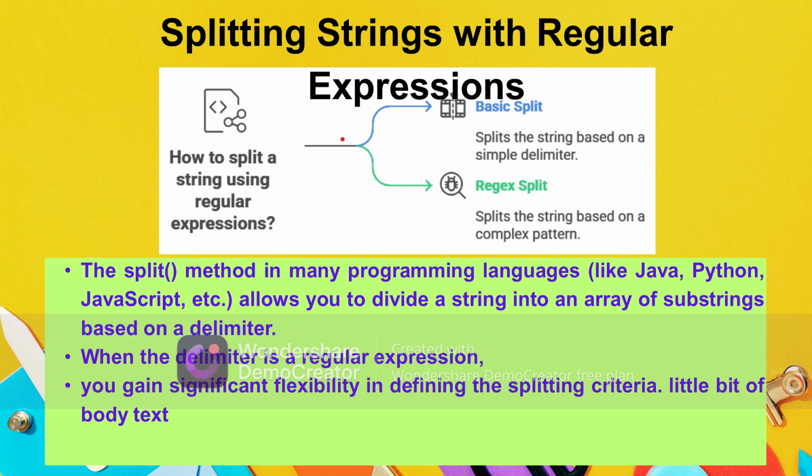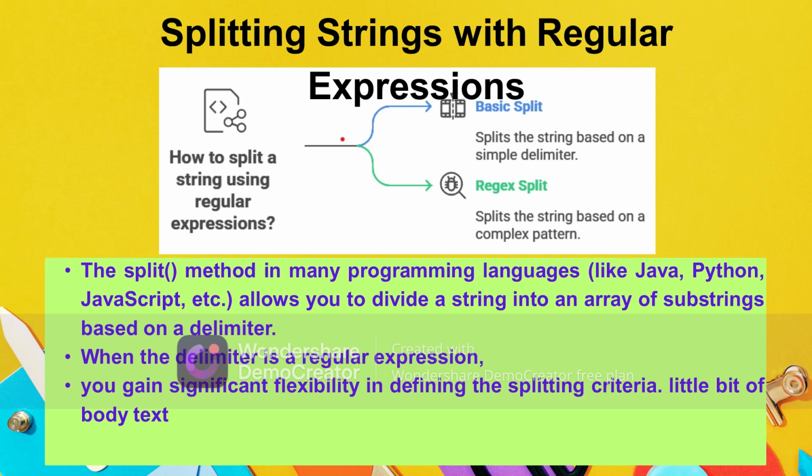When the delimiter is a regular expression, it can be any operators or symbols like comma, punctuation marks, double quotes, colon. Any symbol, like a dollar symbol, can be used as a delimiter for splitting the strings with the help of the regular expression. You gain significant flexibility in defining the splitting criteria.